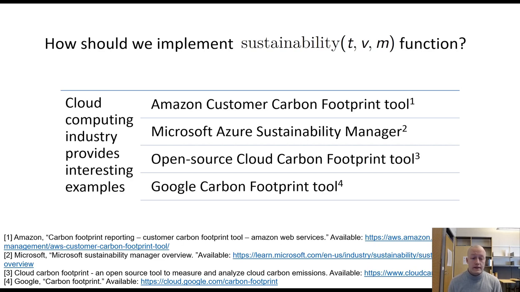With these tools, we are actually able to measure sustainability of the customers' workloads with varying accuracy, and then depending on the values that we gain from these tools, we can use them to model this sustainability function, and then also add it to this QUBO formulation and be able to optimize this allocation.